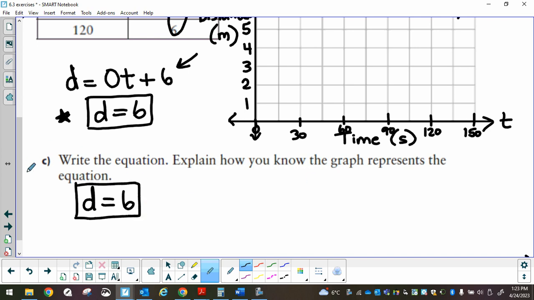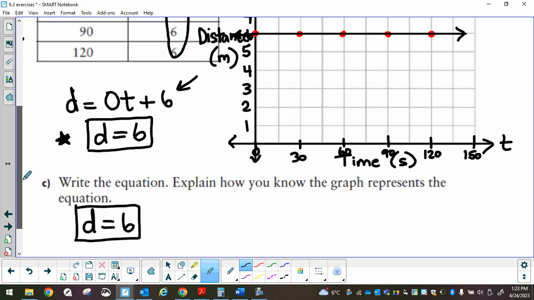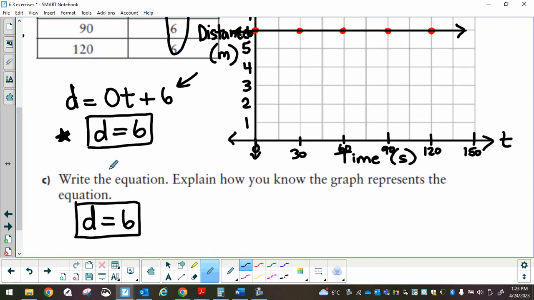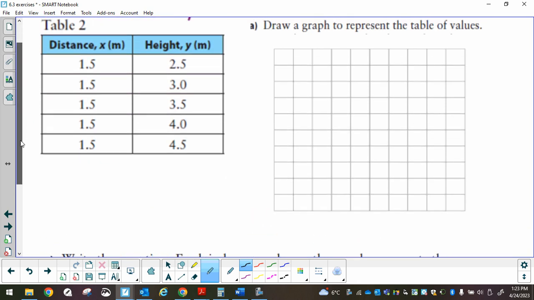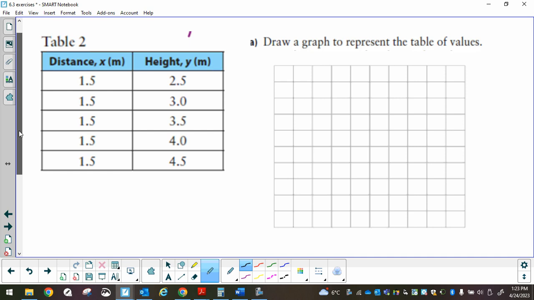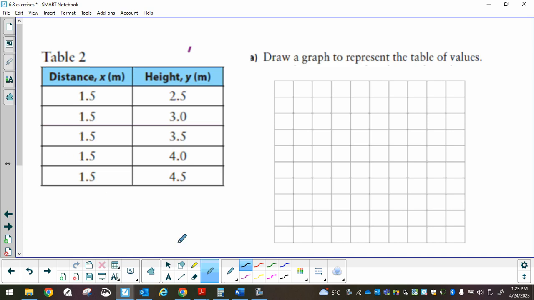Explain how you know the graph represents the equation. I'm not too concerned with that. We've discussed that kind of in length there. Okay, let's look at table 2 here. So this time you'll notice that the x coordinate is the coordinate that is remaining constant. So you can kind of guess, instead of a horizontal line, maybe we might get a different special line. Okay, so we're going to graph this and find out.